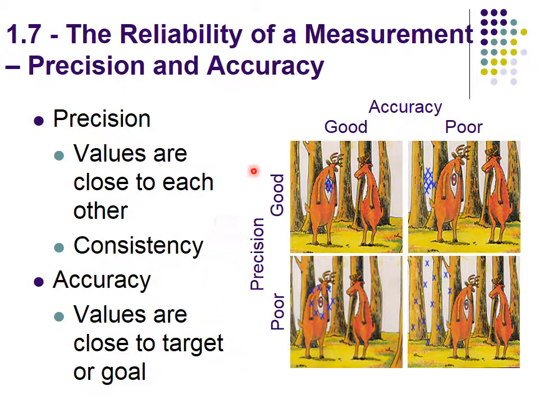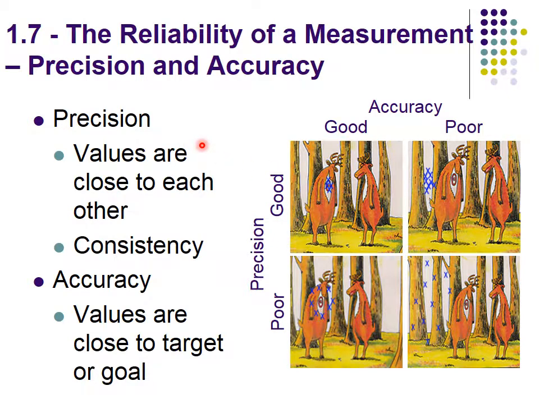So in our little silly pictures up here, this is an example of good accuracy. All of the little marks are right around our bullseye. And here is some poor accuracy. All the little marks are far away from our target.